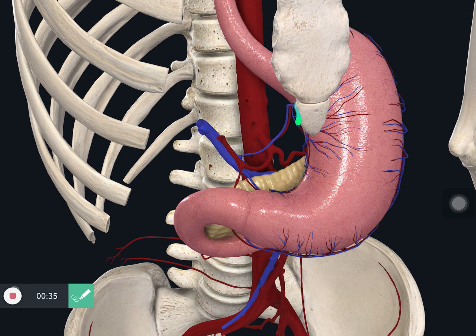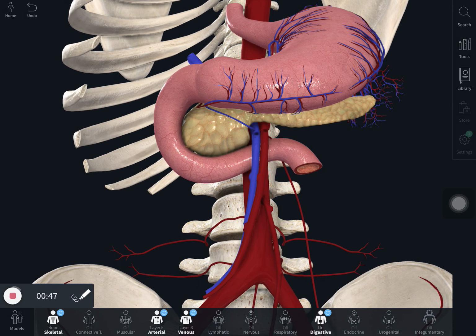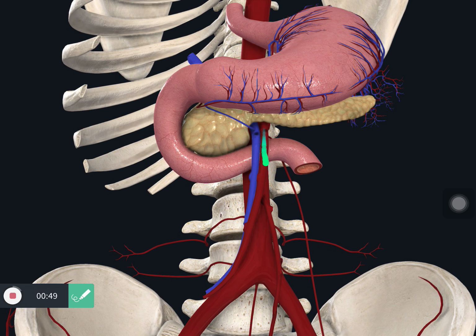a branch to the celiac artery and continues down into the abdomen, as well as a branch to the superior mesenteric artery, which continues downward as a plexus and gives innervation to the small intestine. That's it.